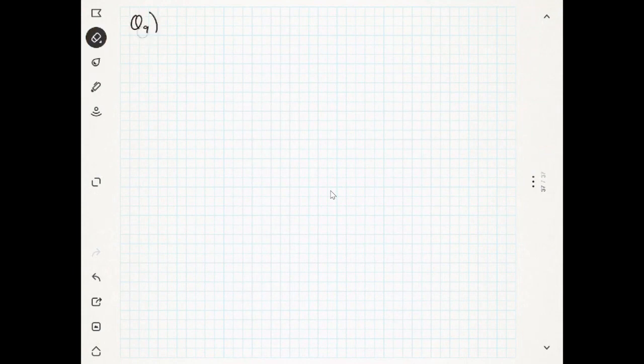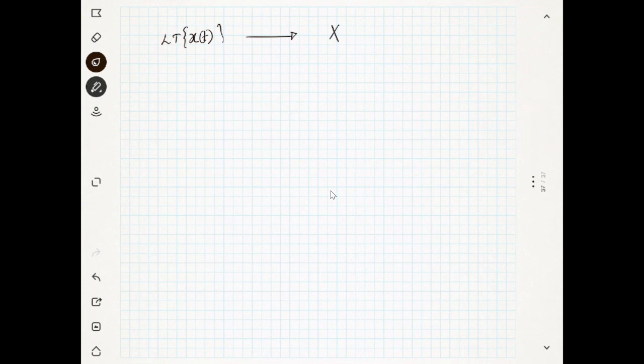Oh, sorry, I forgot to explain about the Laplace. You know this, the Laplace transform. If you have a function x of t, the Laplace transform of x of t is represented as x of s, and this s is equal to sigma plus j omega. You remember this?